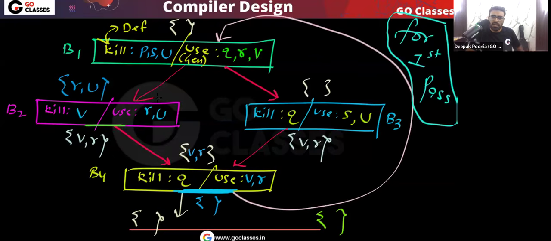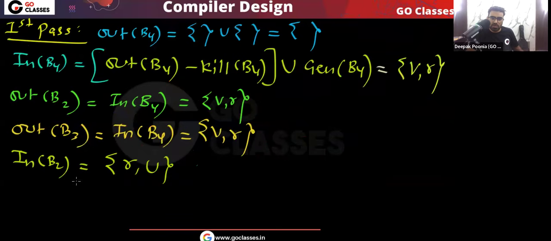What about in of B3? That is very simple. From out of B3, first you kill this Q. There is no Q, so don't worry. Now just generate this SU. So finally you will get SUVR. So we got in of B3, and in of B3 is SUVR.